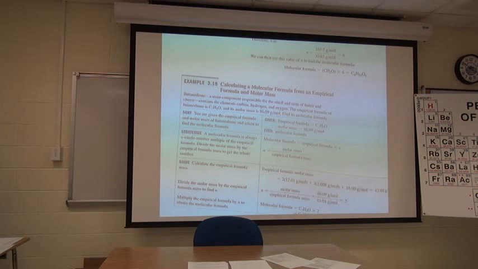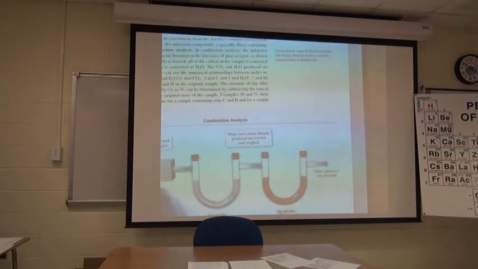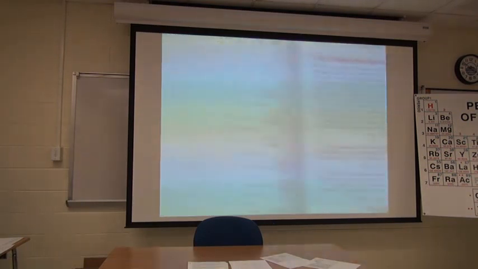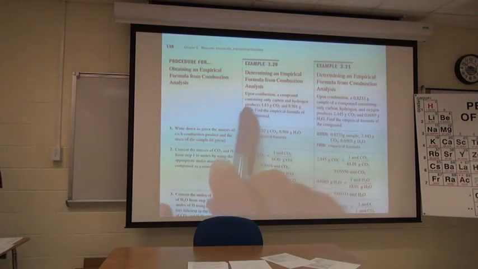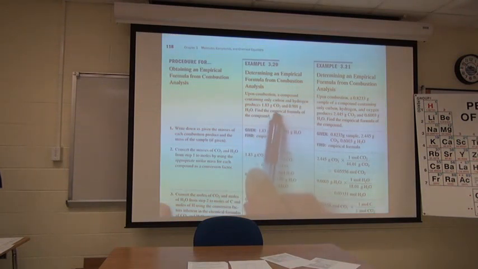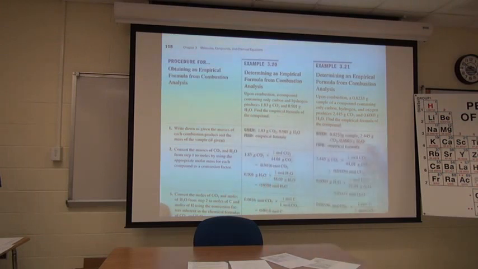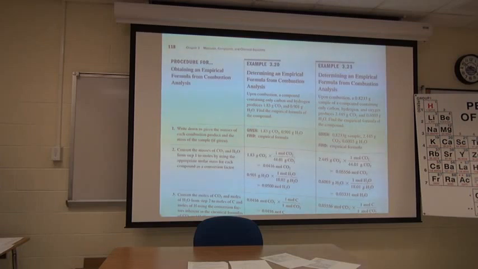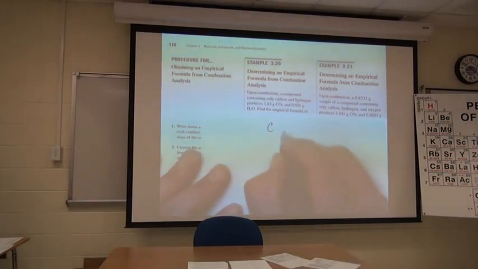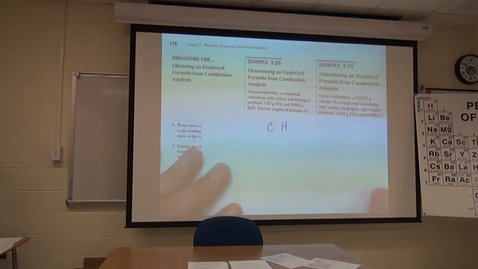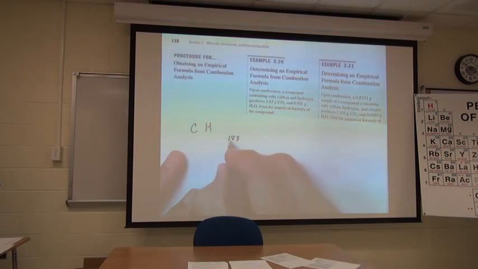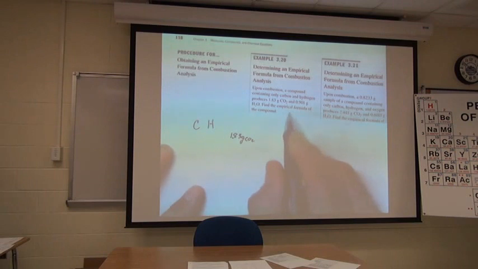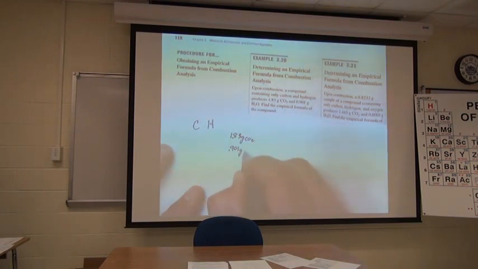Okay. All right, now back to this. So we burned our sample, and now we know how much water, how much CO2. I'm going to turn the page. Are you ready? Oh, it's not that bad. Upon combustion, a compound containing only carbon and hydrogen produces 1.83 grams of CO2, 0.901 grams of H2O. Find the empirical formula. So, it only contains carbon and hydrogen, so it's going to be C something, H something. Okay? All right. So, now we've got 1.83 grams of CO2, and we've got 0.901 grams of H2O.